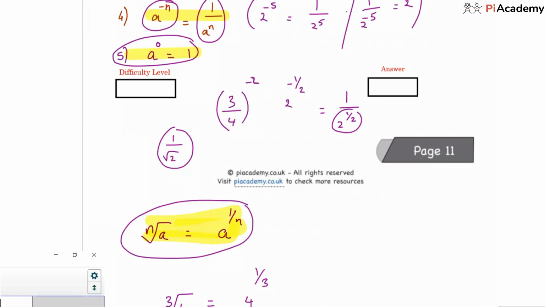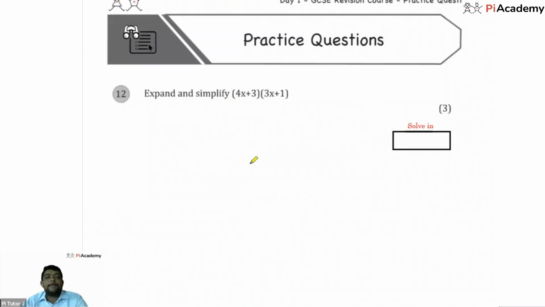Good. Let's go to the next question. Expand and simplify. This is very easy. You should be doing it in 30 seconds, guys. Go ahead. So I got the answer of 12x squared plus 13x plus 3. Okay, good.